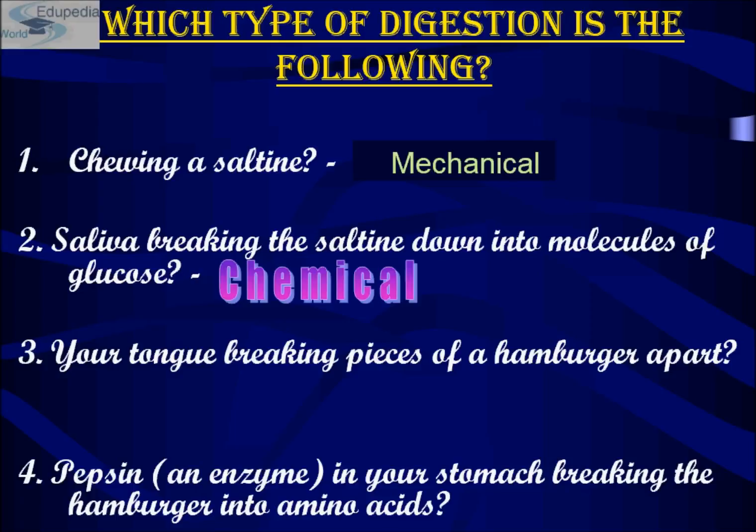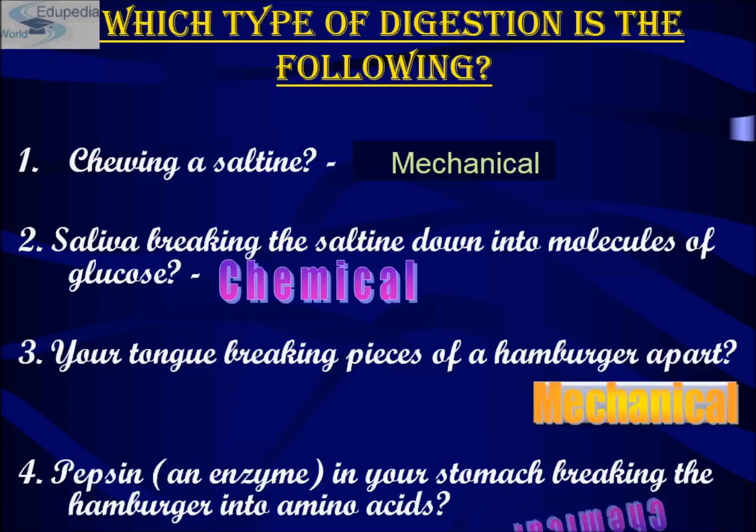Okay, your tongue breaking pieces of the hamburger apart. Which type of digestion is that? Of course, mechanical digestion. And the pepsin in your stomach breaking the hamburger into amino acids. Which digestion is that? Chemical digestion.